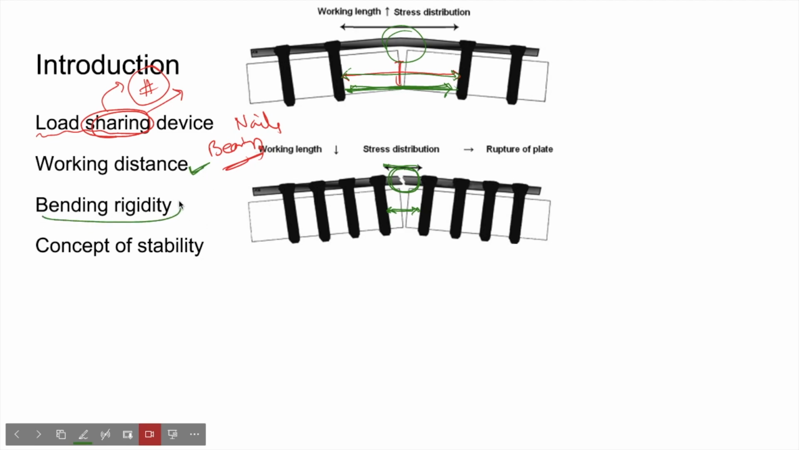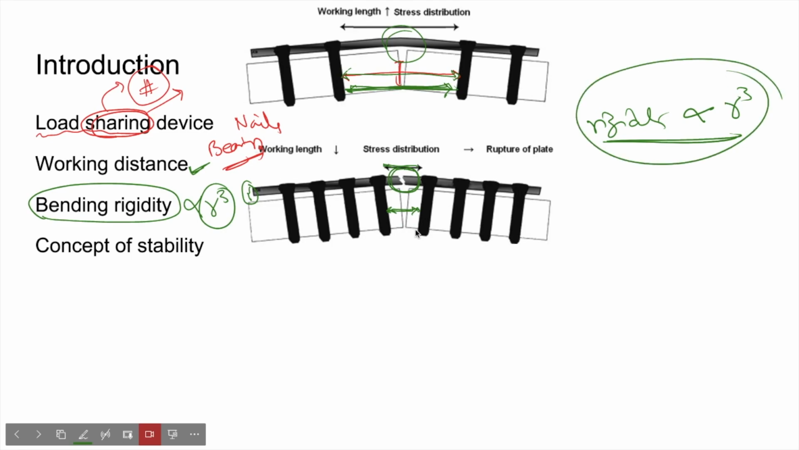Next, coming to the bending rigidity. Bending rigidity is directly proportional to the cube of the thickness of the plate. The thicker the plate, the more rigid the plate is. So bending rigidity is directly proportional to the cube of the thickness of the plate. This is very important.